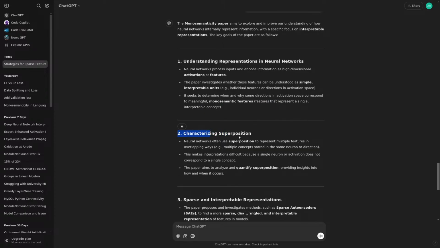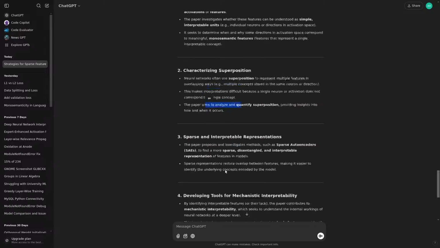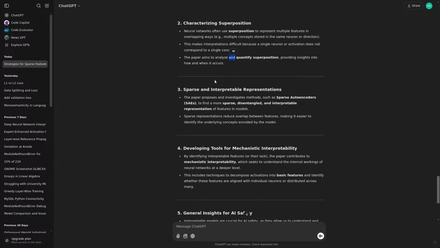Characterizing superposition. Neural networks often use superposition to represent multiple concepts stored in the same neurons or direction. This makes interpretation difficult. The paper aims to analyze and quantify superposition, not to change it, which is interesting. Okay, I mean, if you interpret it, you can probably align it, right? Eventually, maybe not today.